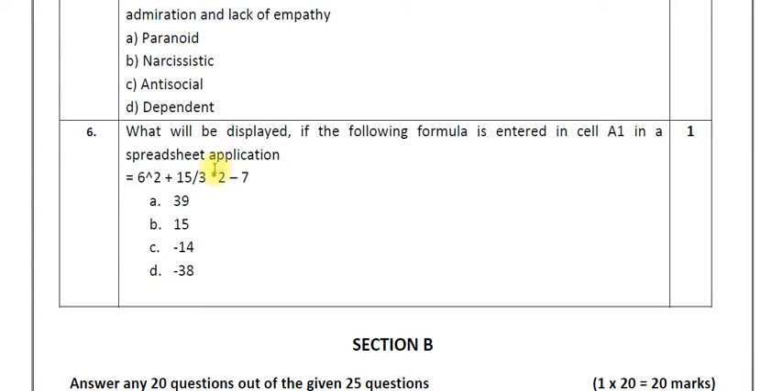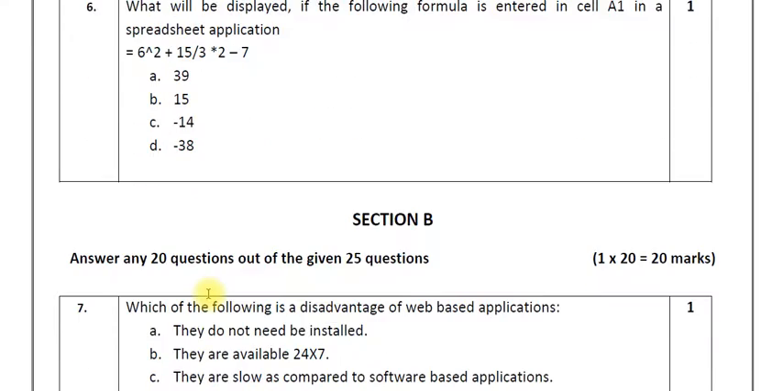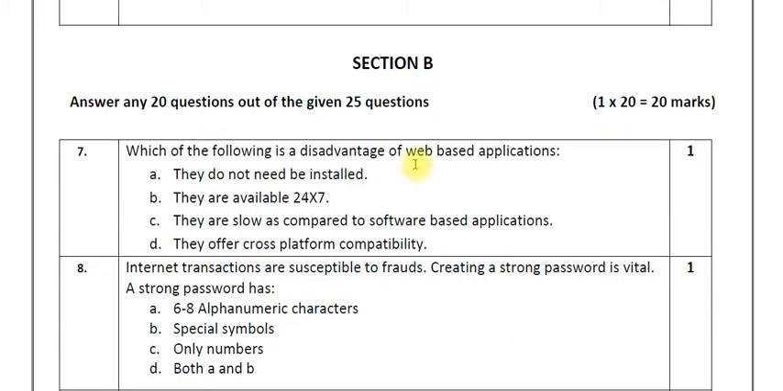As you can see in this last question number 6, this is a question from the spreadsheet application. So how do spreadsheet applications do these kinds of things? Simply follow the BODMAS rule. You already know that: bracket, division, multiplication, addition, subtraction. Just follow that rule, and by following it, you will be able to solve these kinds of simple questions. Now moving on to section B.